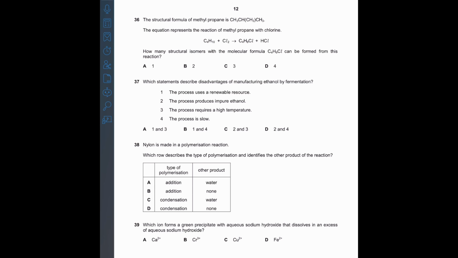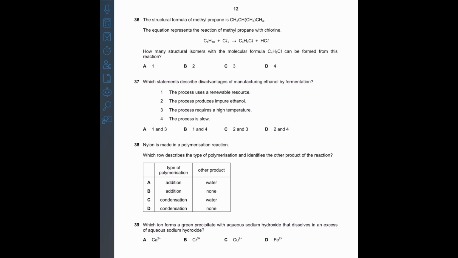Question number 36. The structural formula of methylpropane is shown, and the equation represents the reaction of methylpropane with chlorine. How many structural isomers with the molecular formula C4H9Cl can be formed from this reaction? So we are told this is a substitution reaction with an alkane and a halogen, which means one of the hydrogens will be displaced by one of the halogen atoms, and we can see here we lost one hydrogen and gained one halogen.